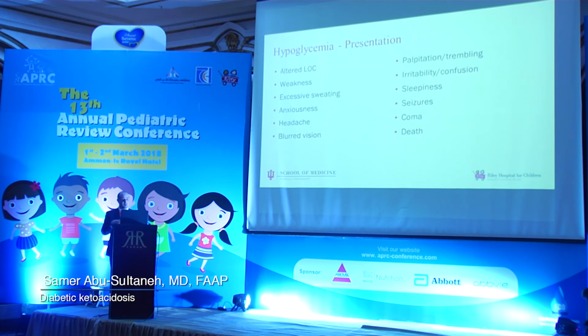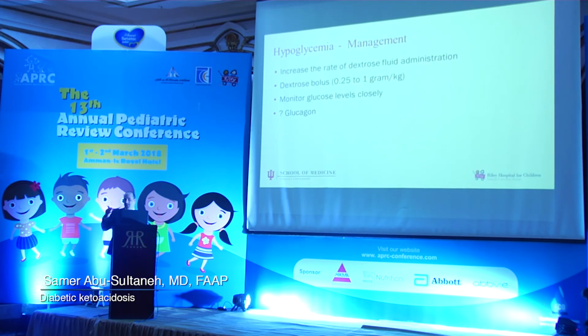The other minor complication that can happen is hypoglycemia, and usually it's easy to correct. Usually we increase their dextrose, sometimes we give them insulin boluses, and sometimes we give them glucagon. But with most of these kids, the hypoglycemia is mild, and usually we treat it by increasing the dextrose solution.